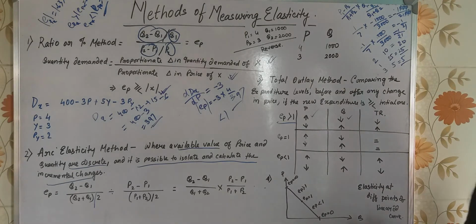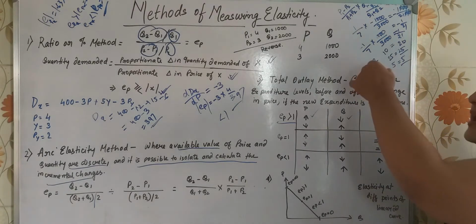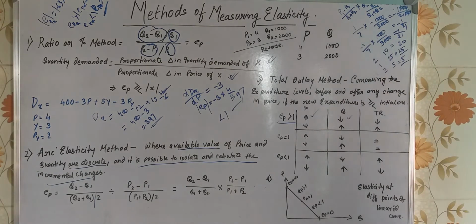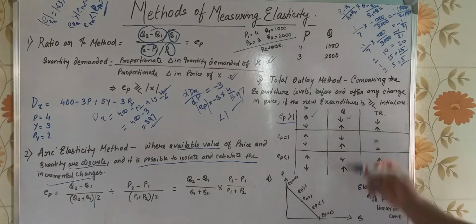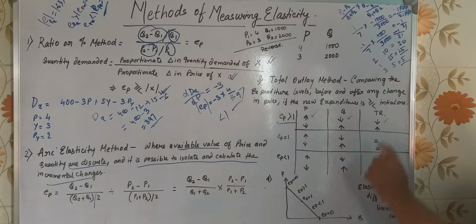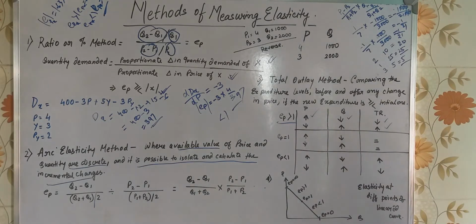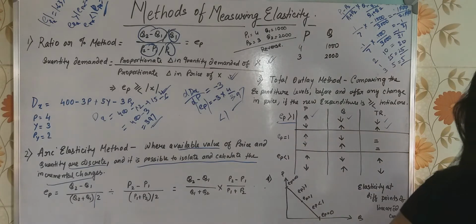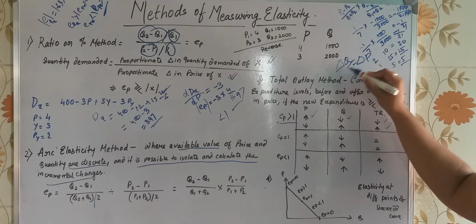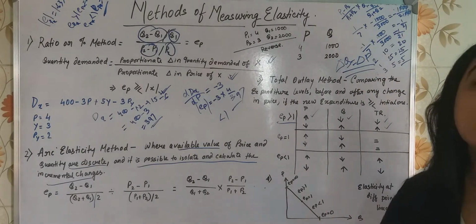So what is happening? If price is increasing or decreasing even a little for elastic demand, it will affect total revenue a lot. So what is happening? If price is increasing, quantity demanded is decreasing, so total revenue will decrease for elastic demand curve. If price is decreasing, quantity is increasing, total revenue will increase for elastic demand curve. When it is unit elastic, the change in quantity demanded is equal to change in price, and there will be no effect on total revenue.